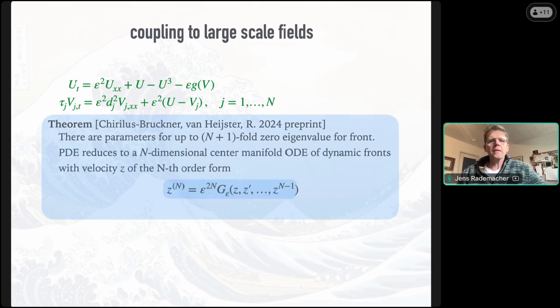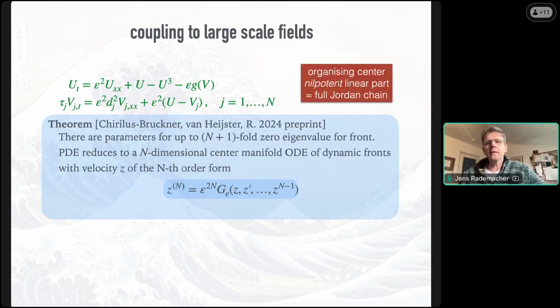And then this means that the PDE reduces, if one also does the symmetry reduction, to actually an n-dimensional center manifold for such dynamic fronts, which have then an equation, right? So there's an ODE on the center manifold, and it turns out that the ODE can be written as an nth order equation. Note that this is not true in general, right? Just because one has an n-dimensional ODE, it doesn't mean that one can write it as an nth order equation. But here this is always possible.